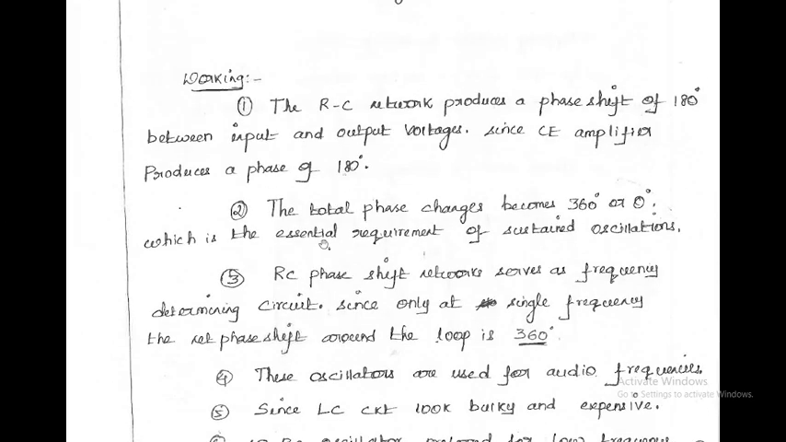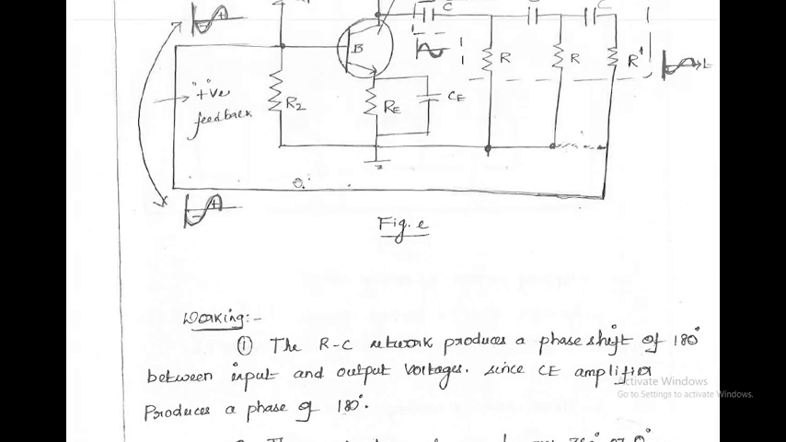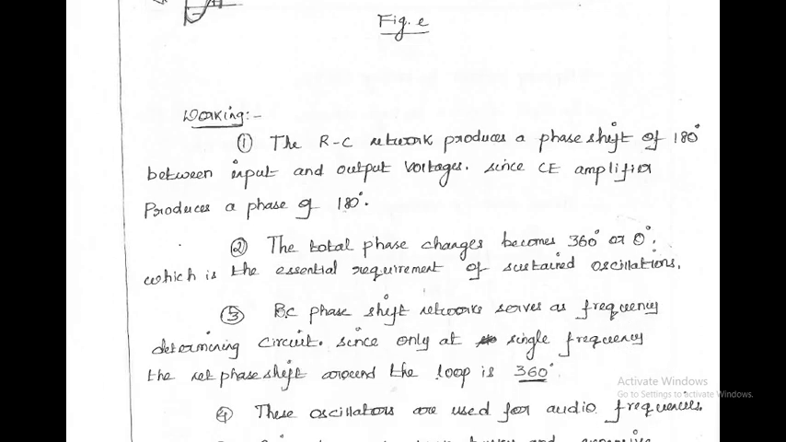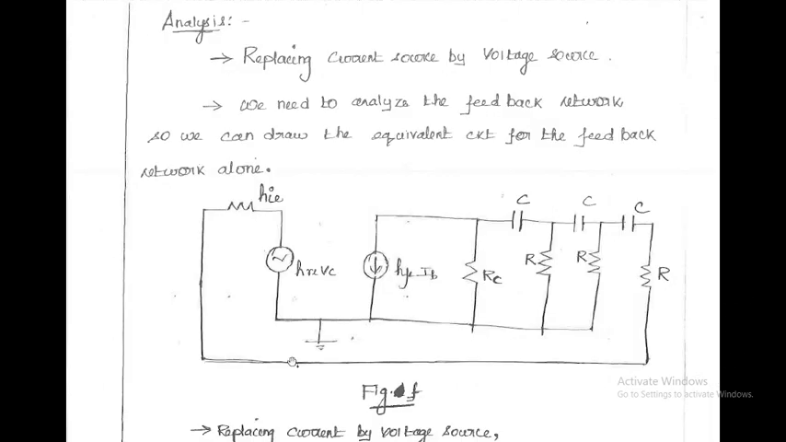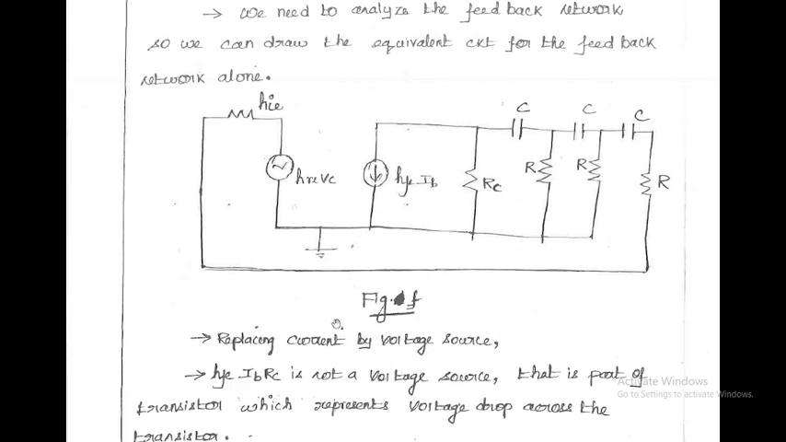Now I'm going to replace this circuit diagram with an equivalent circuit diagram. Yes, this is the equivalent circuit diagram. In this diagram we should replace some important components. We should replace the current source by a voltage source, and we need to analyze the feedback network, so we can draw the equivalent circuit for the feedback network alone. Here we are going to discuss the equivalent circuit of the feedback network.